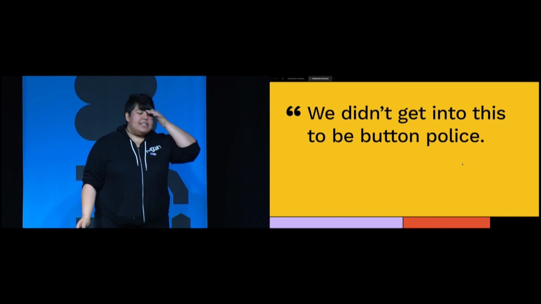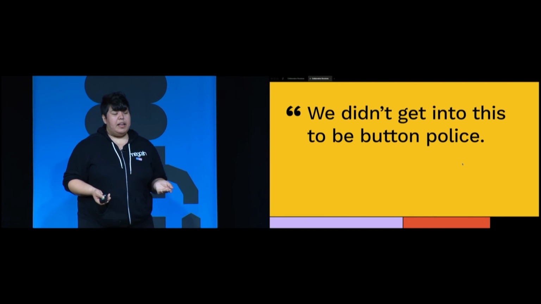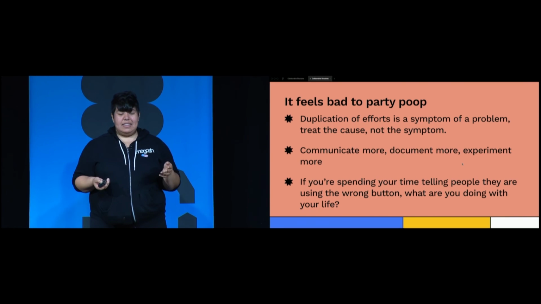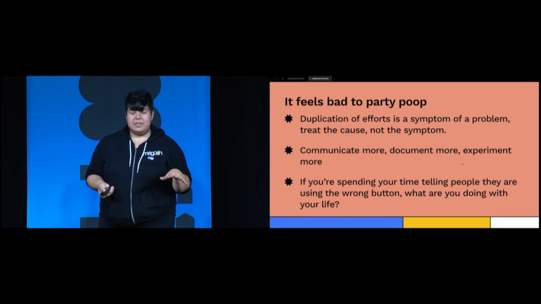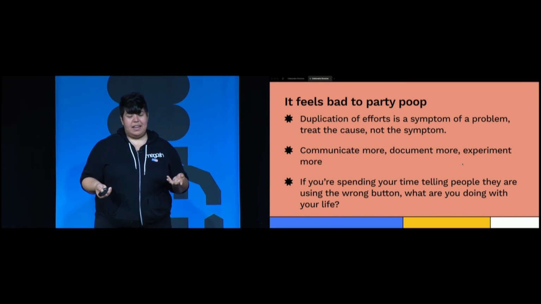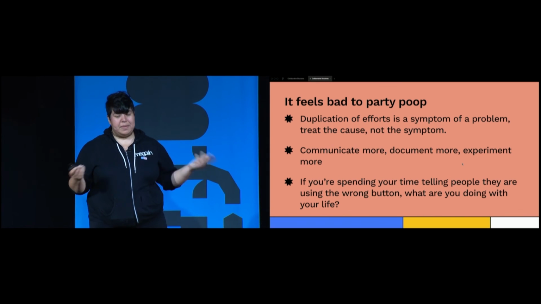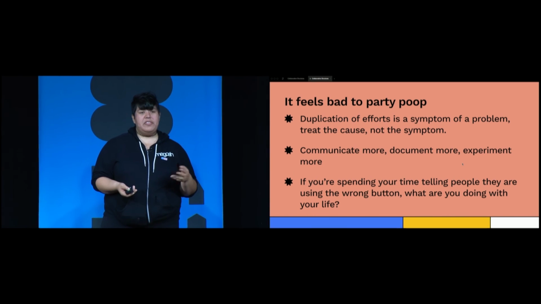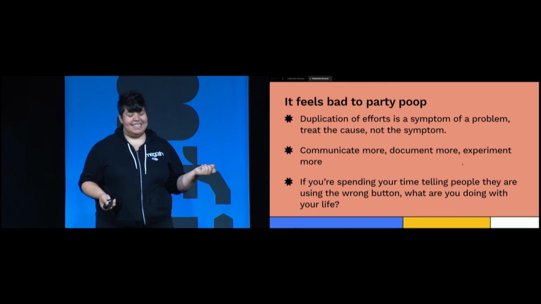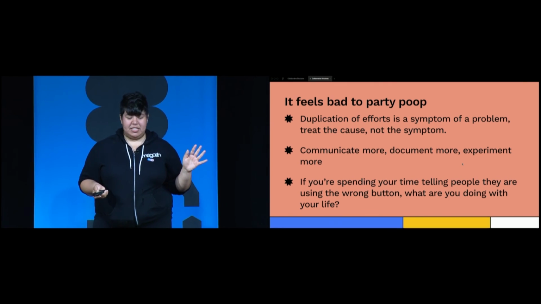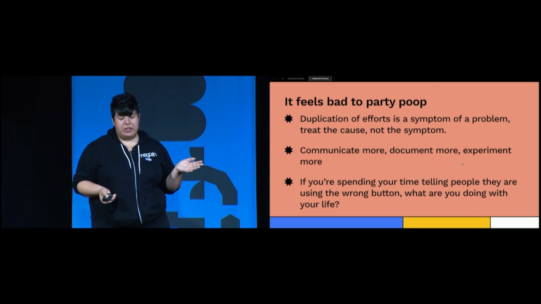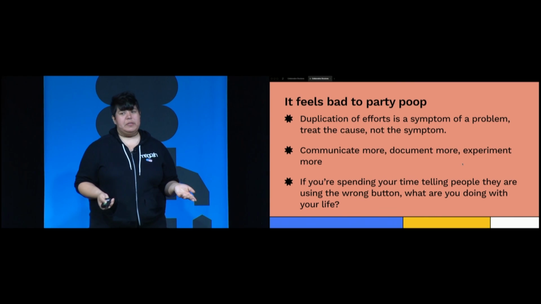Yeah, we didn't get into this to be the button police. It's really more like these things are symptoms of problems, and we like to talk about the symptoms a lot, when really it's communication and documentation and experimentation that is often missing, rather than one person who's always using the rogue button. That's usually not their intention, to just ruin your life. If you're spending time telling people they're using the wrong button, just what are you doing with your life?